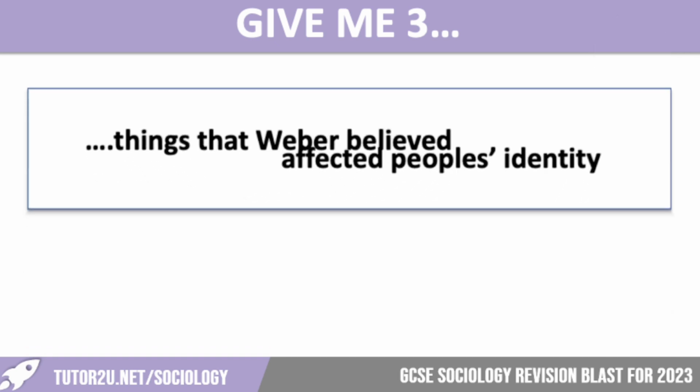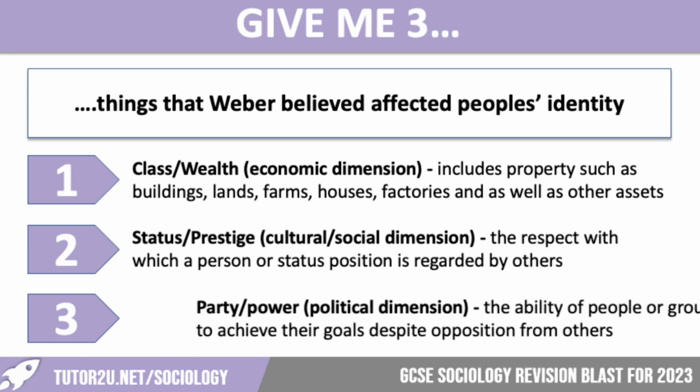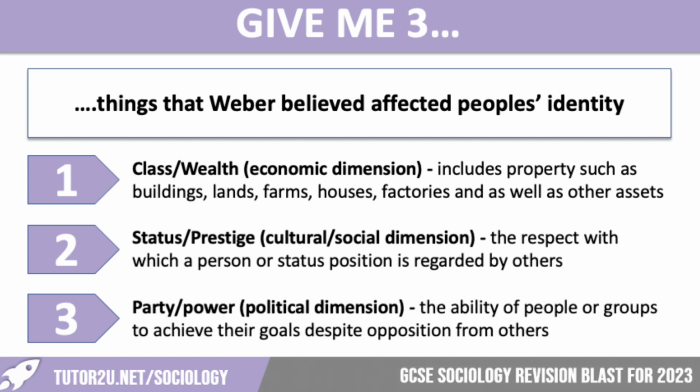Okay, let's have a look. So he believed that your identity was affected by 3 things. Firstly, there was an economic dimension which represented class and wealth and included property such as buildings, lands, farms, houses, factories, as well as other assets.